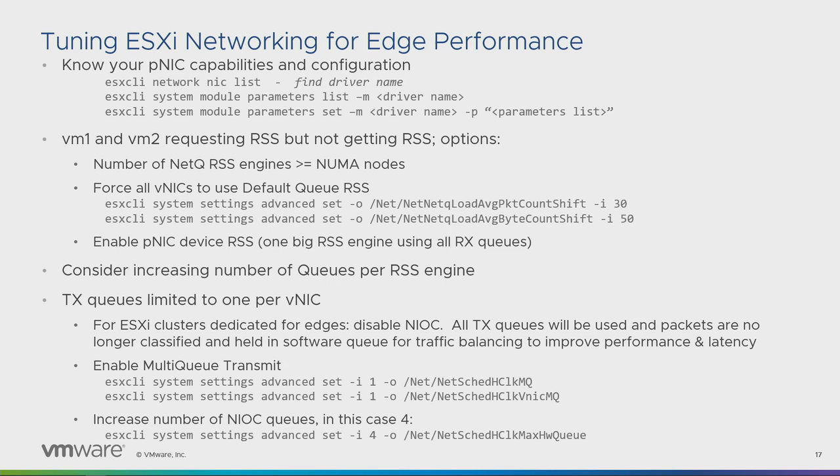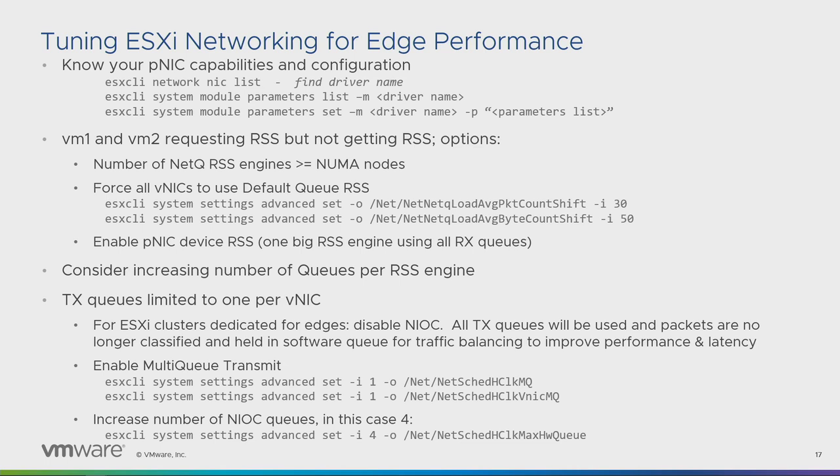Now, most of our customers are running Mellanox NICs or Broadcom NICs, okay? Now, the biggest issue with NICs is that they don't have enough RSS engines to support the number of NUMA nodes that you have, okay? So if you're running ESXi7, right? The Mellanox driver for ESXi7 has 3 RSS engines, okay? But the driver only enables 2 by default. One is assigned to the default queue, and the other one is NetQ.